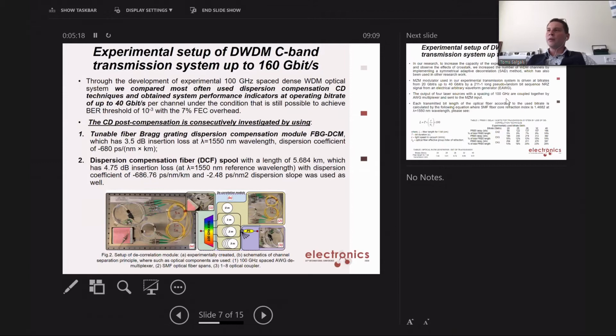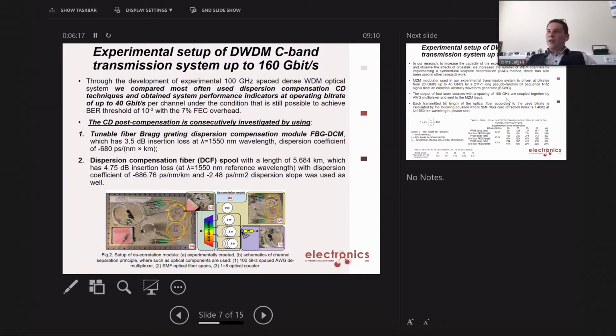To analyze the obtained results, we also use the BER threshold of 10^-3 with 7% FEC overhead. Here you see in the picture the decorrelation module and how it looks in real life. It is a multiplexer to separate each wavelength and make the decorrelation using different lengths of fibers, calculated for how many bits of timing delay we can make according to the PRBS used in our experiment. The FBG DCM has 3.5 dB insertion loss at the reference wavelength, and the dispersion compensation fiber pool, with totally 5.684 kilometers, has 4.75 dB insertion loss at the same reference wavelength.